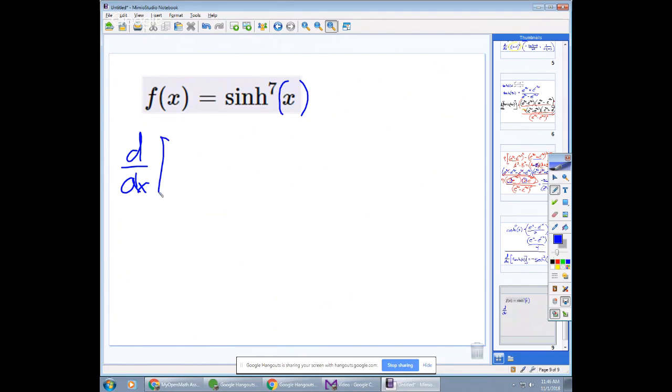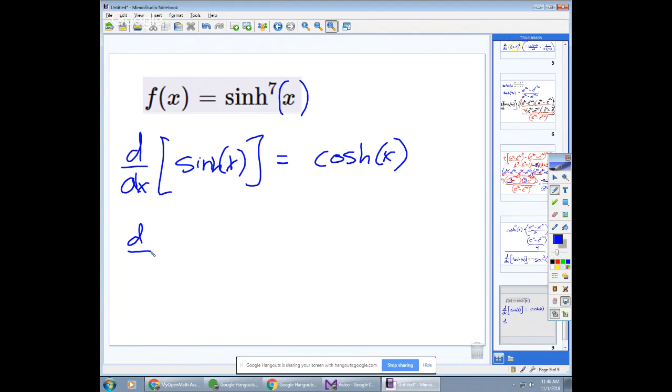Let's go with this fact that the derivative of the hyperbolic sine is the hyperbolic cosine. And we know that for sure. Yep. Okay. So then here, we just have to apply the chain rule.